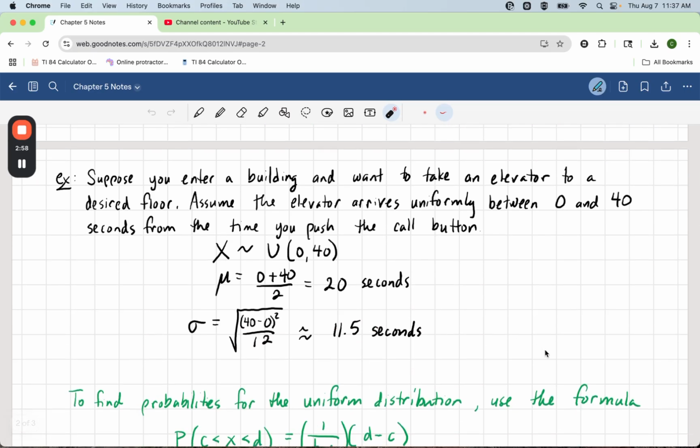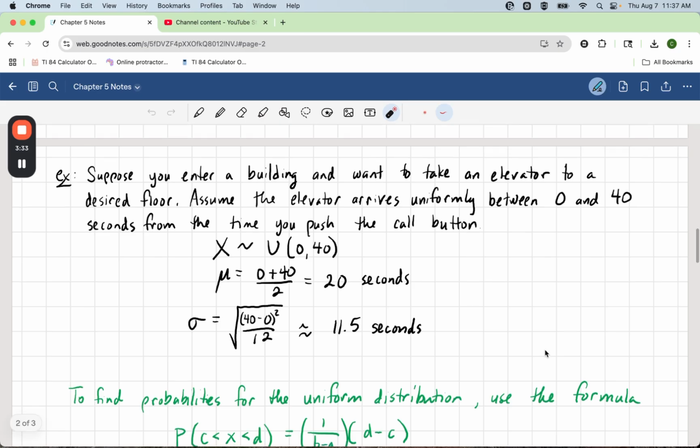Suppose you enter a building and want to take an elevator to a desired floor. Assume the elevator arrives uniformly between 0 and 40 seconds from the time you push the call button. So x is a uniform distribution running us from 0 to 40. So the mean is halfway between 0 and 40, or 20 seconds. The standard deviation, you do 40 minus 0 squared. Take that, divide it by 12, take that, square root it. All right, so 11.5 seconds ends up being the standard deviation.